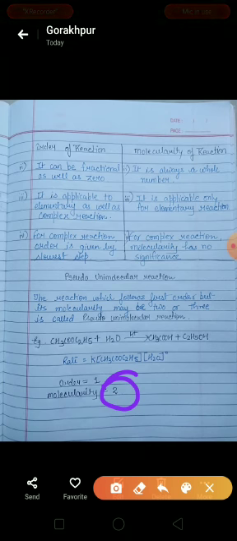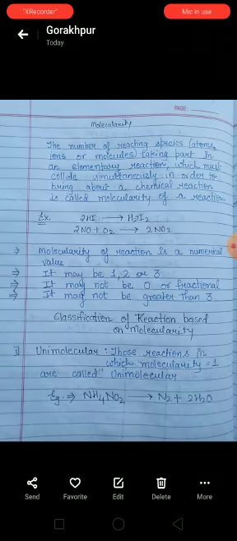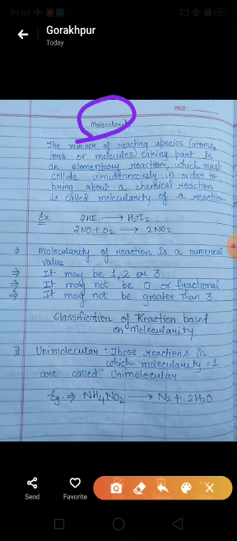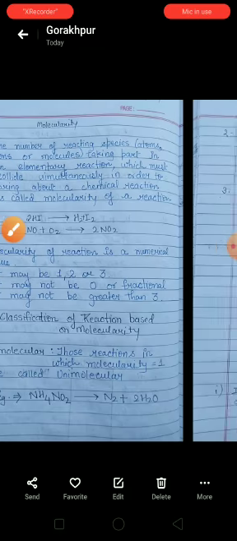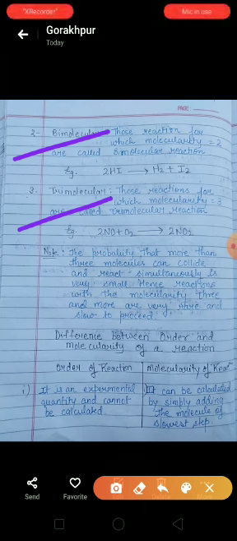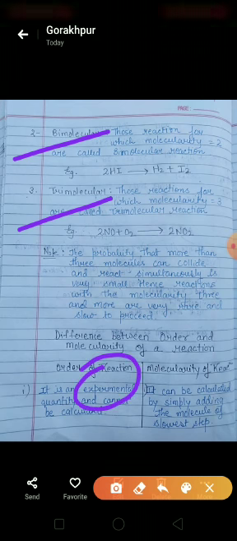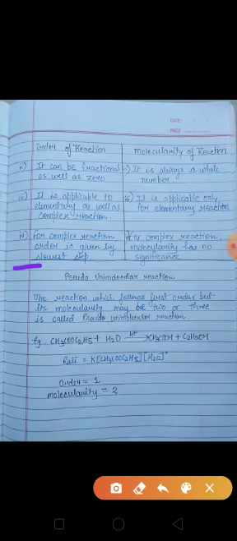So this is all about molecularity: classification of reactions based on molecularity, that is unimolecular, bimolecular, trimolecular; the difference between order of reaction and molecularity, that is, order is experimental whereas molecularity is a calculated value; and now the pseudo unimolecular reaction. So this is about today's lecture.